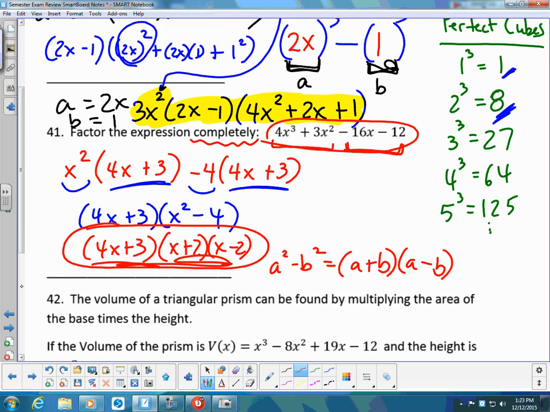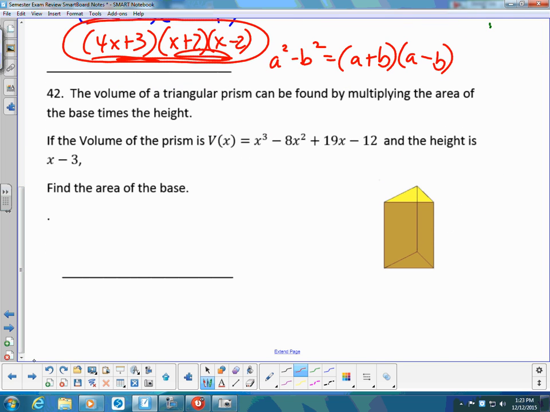All right, let's take a look at number 42. The volume of a triangular prism can be found by multiplying the area of the base times the height. If the volume of the prism is v of x equaling x cubed minus 8x squared plus 19x minus 12, and the height is x minus 3, find the area of the base. So here's our prism, and the volume of this prism can be found by multiplying the area of the base. So here's our base right here, right? This is the base, and we want to multiply that by the height, which would be here, okay?